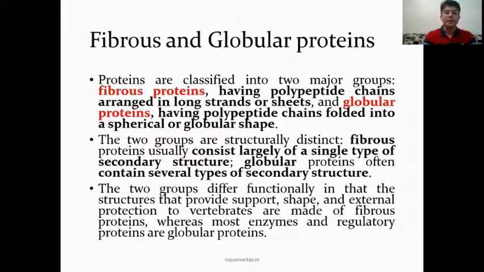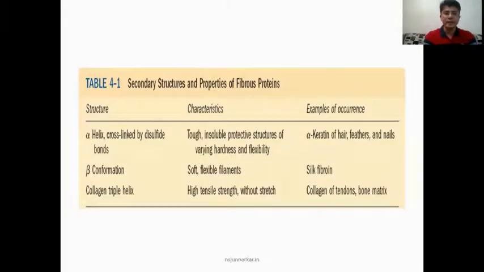The two groups differ functionally in that the structures that provide support, shape, and external protection to vertebrates are made up of fibrous proteins, whereas most enzymes and regulatory proteins are globular proteins. Here is the table indicating the secondary structures and properties of the fibrous proteins. You can see that in some of the fibrous proteins, only a single type of secondary structure is found.